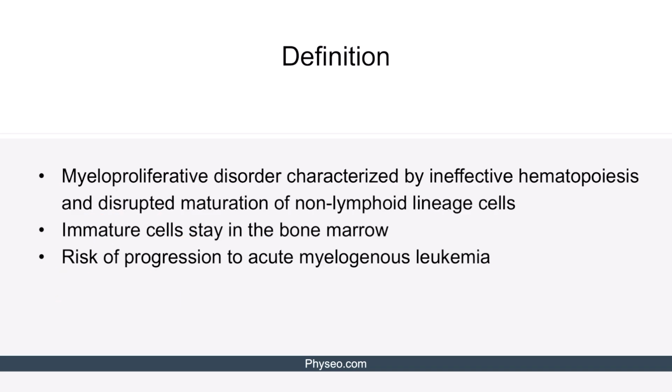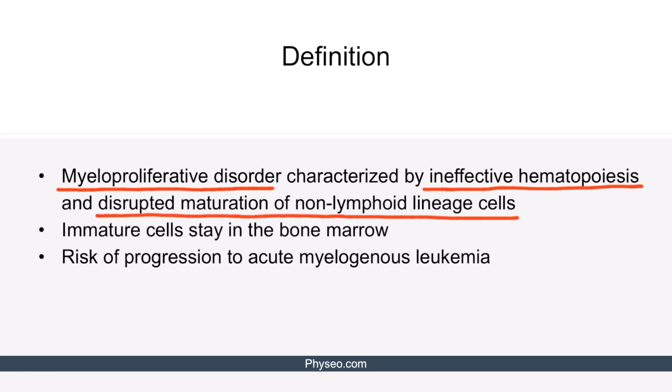Let's start with the myelodysplastic syndrome. Myelodysplastic syndromes, MDS, are the myeloproliferative disorders characterized by ineffective hematopoiesis and disrupted maturation of non-lymphoid lineage cells. Immature red blood cells, white blood cells, and platelets stay in the bone marrow. Myelodysplastic syndromes are accompanied with the risk of progression to acute myelogenous leukemia.